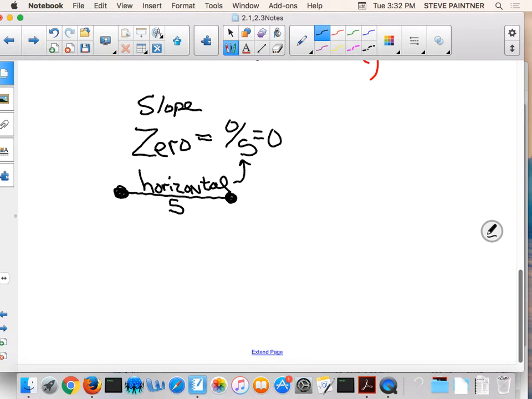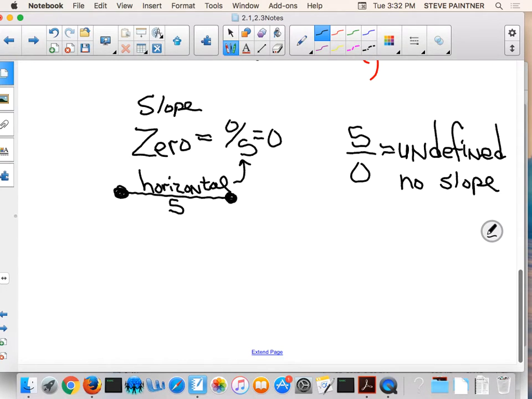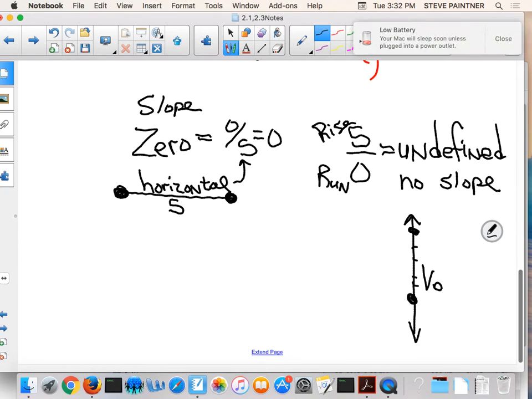And try to remember this. If you ever get slope to be 5 over 0, this would be undefined. Or better yet, you could just say no slope. No slope happens when you end up with a vertical line. Start right here, and it says rise 5. So 1, 2, 3, 4, 5, right here. And run 0. Well, if you run 0, you're not going right, you're not going left. So basically, you have a vertical line. Vertical lines have no slope.